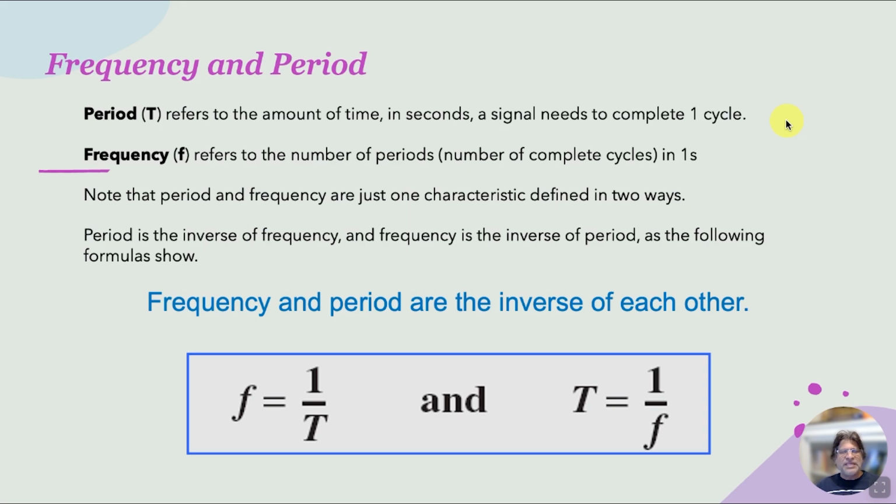So period is the inverse of frequency, right? It's important to understand this. The period is the inverse of frequency, and frequency is the inverse of period. So if you look at the formula, the frequency is equal to 1 divided by the period. The period is the amount of time it takes to complete one cycle, so the frequency is measuring the number of cycles we can complete in 1 second. Conversely, the period is equal to 1 divided by the frequency.